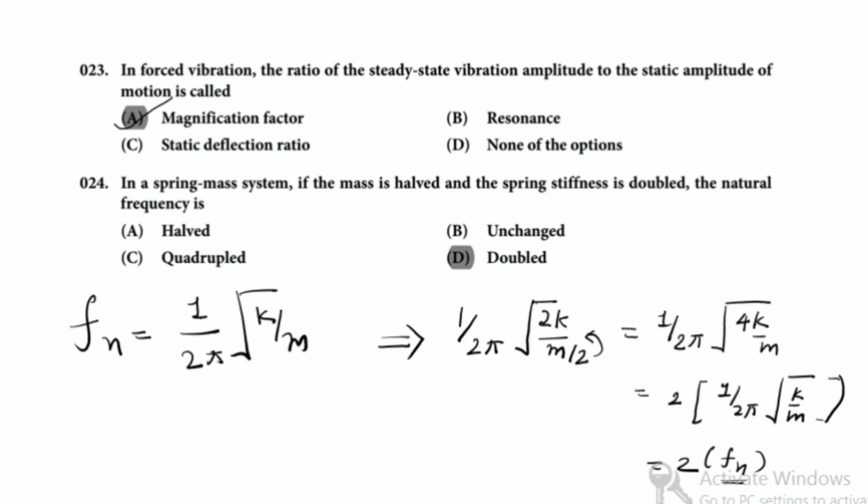The initial frequency was Fn. So if you double the stiffness and the mass is halved, then the natural frequency would be double. So D should be the answer.